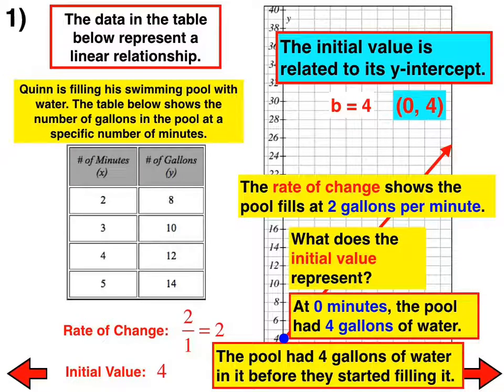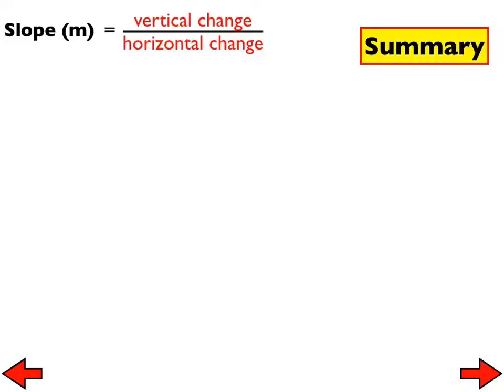Typically, if I did ask you that, there would be drop-down boxes where the 0 minutes and 4 gallons would be. Okay? All right, so quick summary. The slope is the vertical length or the vertical change over the horizontal length or the horizontal change. You've got blank areas to fill in.